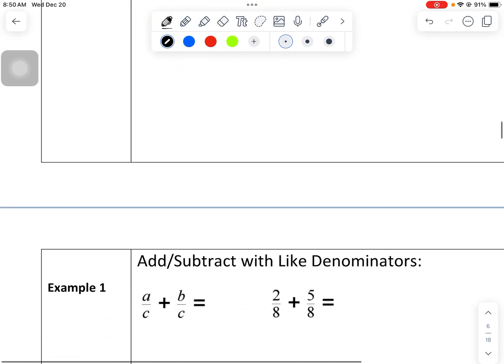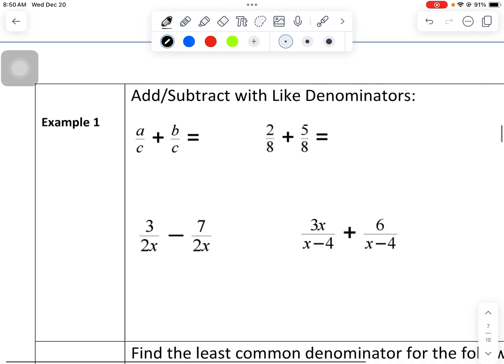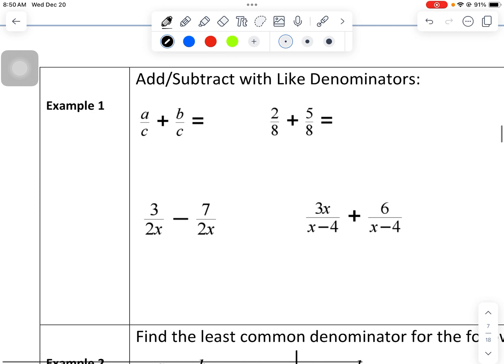Okay. Again, for the sake of the video, I'm just going to go through these because it'll take a little while. So the adding and subtracting with like denominators, the idea here is you need to have a common denominator in order to combine fractions, whether you're adding or subtracting. So it's a little bit different than when we were multiplying and dividing. So let's start with this one here that says 2/8 plus 5/8.